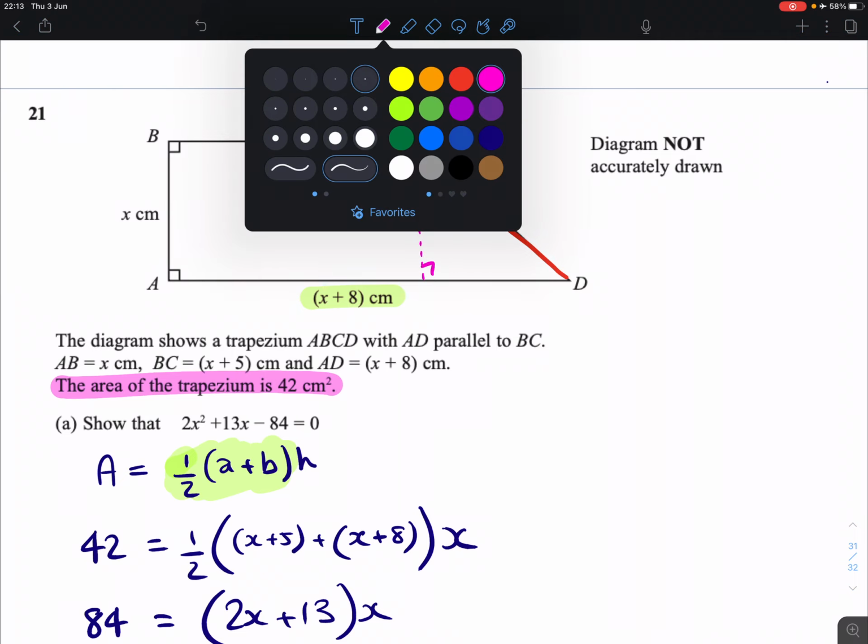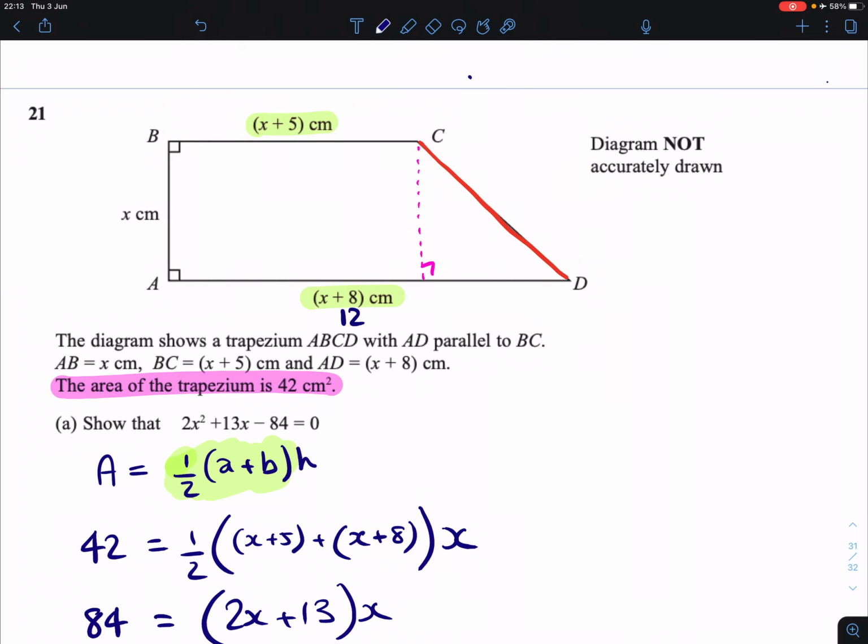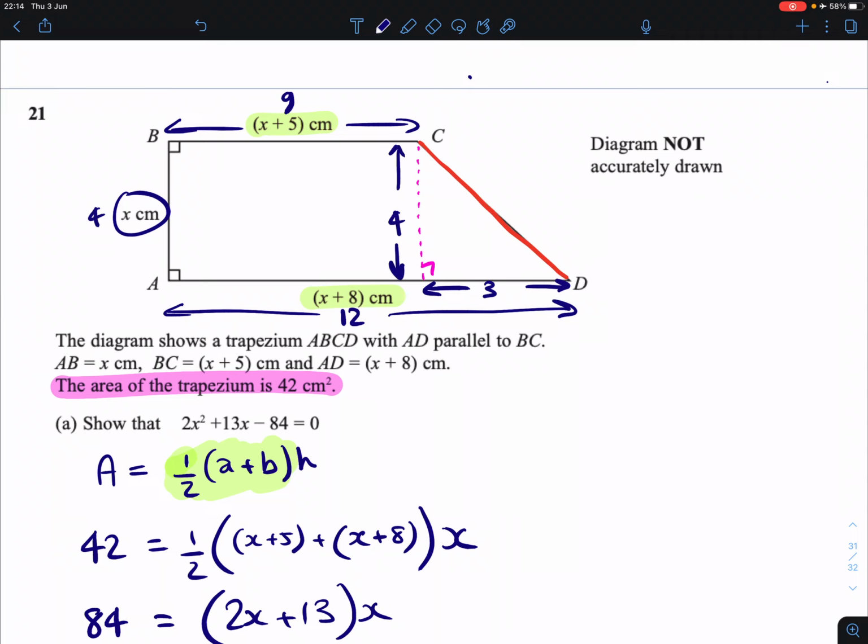The fact that we know that x is 4 means that this length here is going to be 12 for AD, and BC is going to be 4 plus 5 for 9, which means that this length left over here is going to be 3. Well, if that length there is 3, this height is 4, then by Pythagoras, we'll call it x. X squared is going to equal 3 squared plus 4 squared, which means x squared is 25.